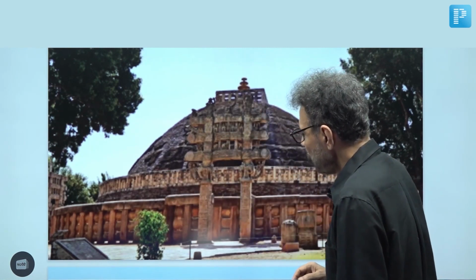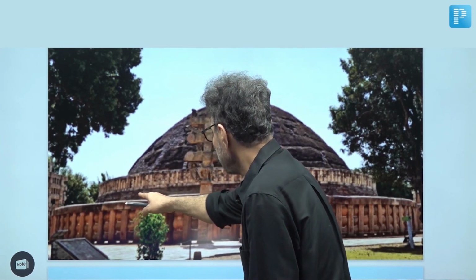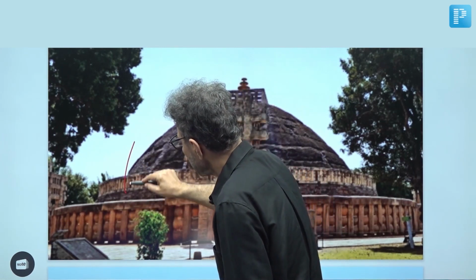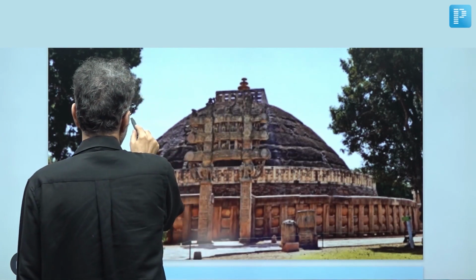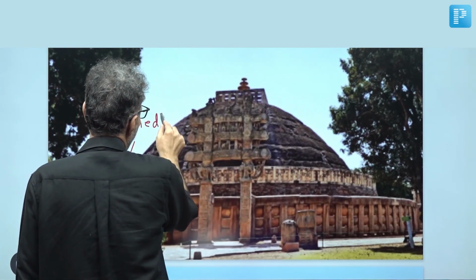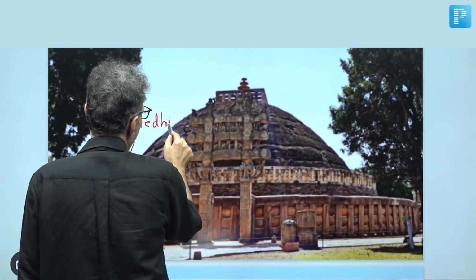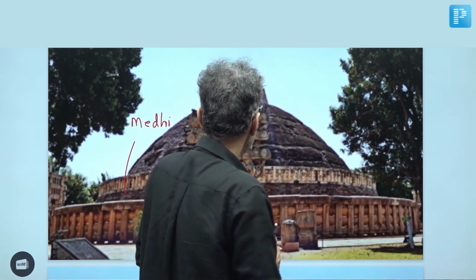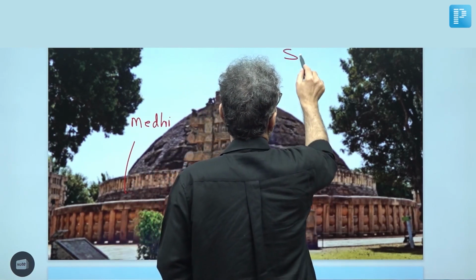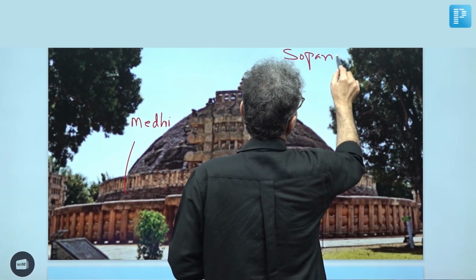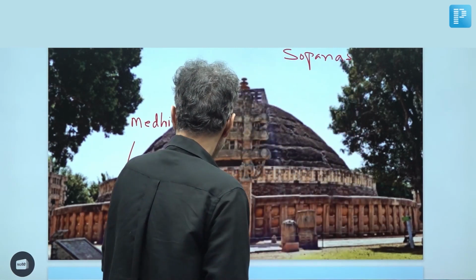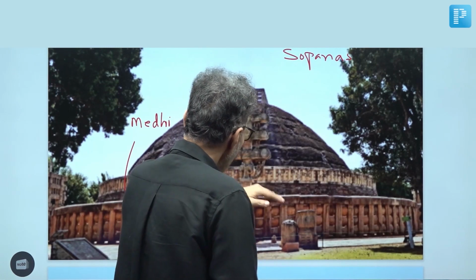But a new part I am showing here. This part is Medhi. So Medhi is a circular drum kind of a structure having some height. So in order to reach the Medhi, staircases are there. These staircases are known as sopan. In plural, sopanas. So staircases are there to climb on the Medhi.